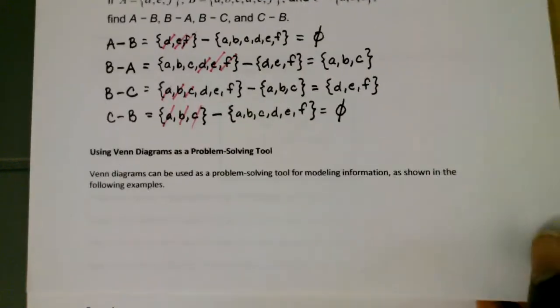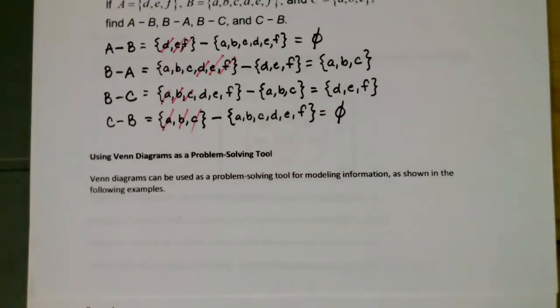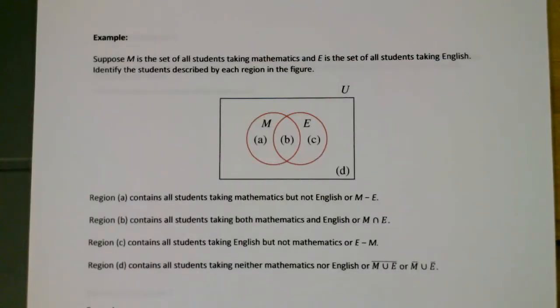All right, next we're going to talk about how to use a Venn diagram as a problem-solving tool. In the previous video for section 2.2, I did introduce you to what a Venn diagram is. Now we're going to be using that to help us solve problems. Venn diagrams can be used as a problem-solving tool for modeling information. And here are some examples of that on the next page.